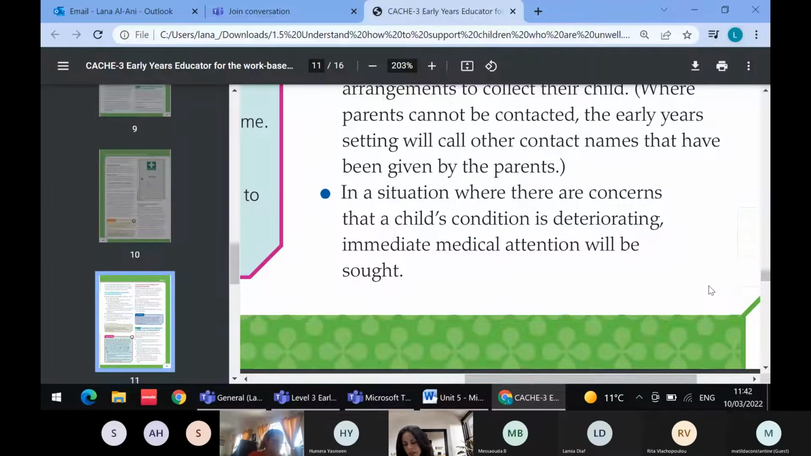If you think that the child's condition is deteriorating, going from bad to worse, what would you do? Call the ambulance. Very good. You immediately get medical attention, ambulance, a doctor, a nurse, anyone you can find around.